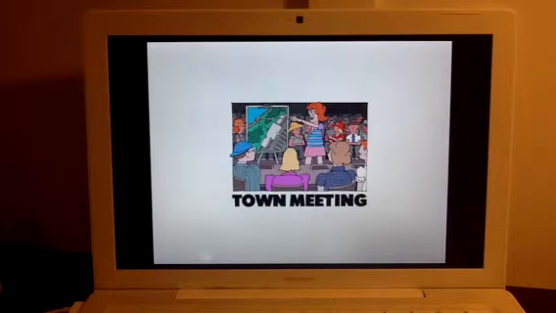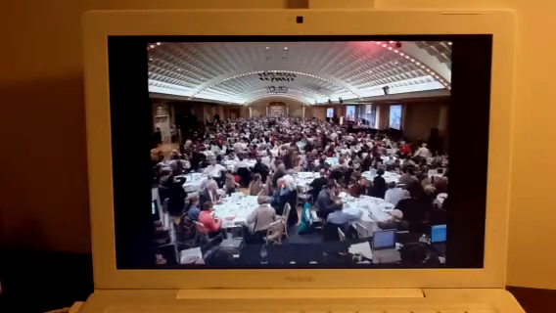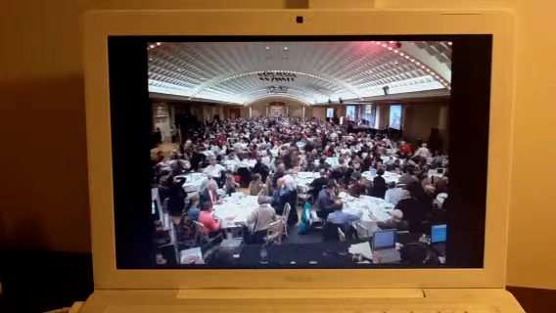Town meetings took their lead from the House of Burgesses, but they were on a much smaller scale, whereas all the property owners would get together in an area and try and solve the problems of that area. This is an image of a modern-day town meeting, but the same basic concept has not changed from the 1600s.